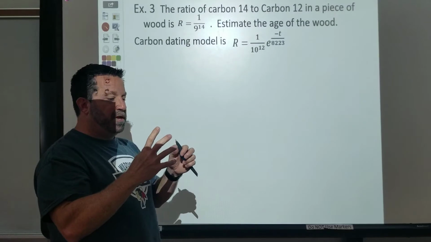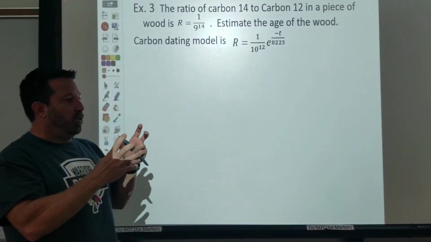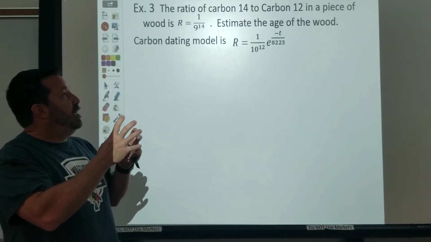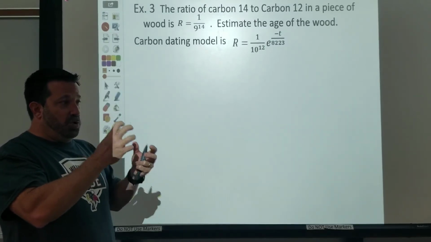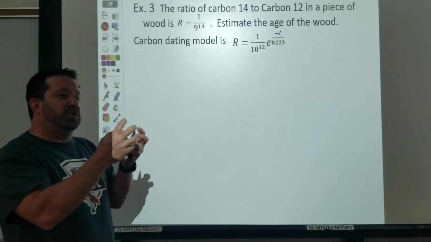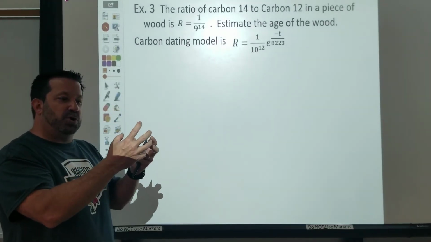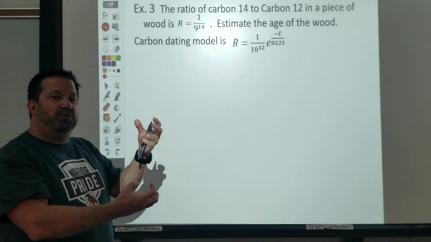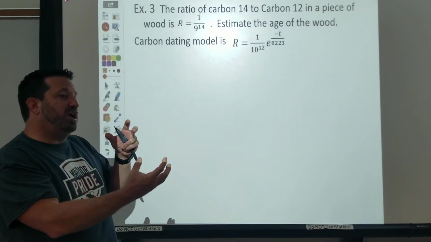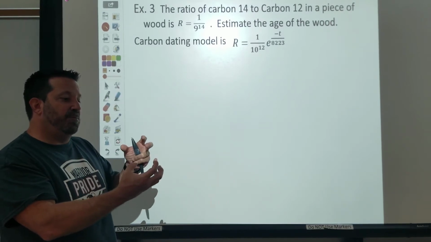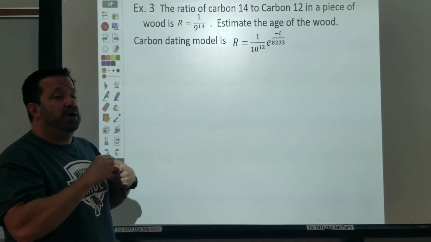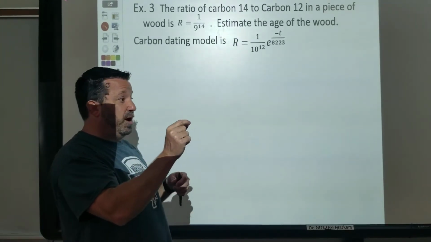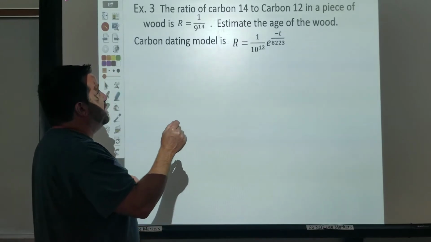What we know is that those two carbons decay at different rates. You might have equal amounts of carbon 14 and carbon 12 to begin with, but as time goes on, carbon 14 decays faster than carbon 12. So based off of what ratio they have left, we can actually tell how old that piece of wood is just by measuring how much carbon 14 is in there compared to how much carbon 12 is left in there.